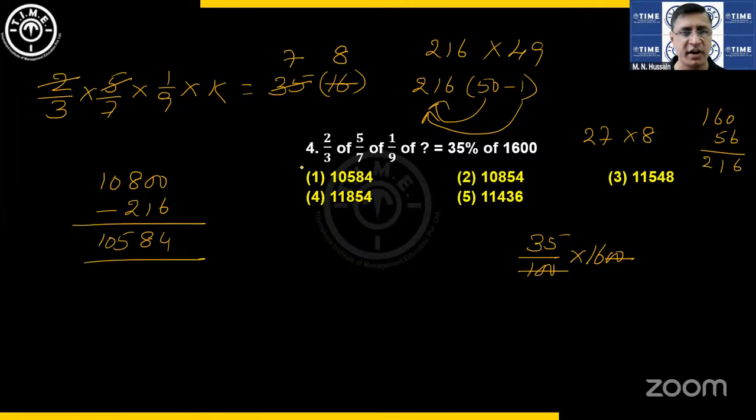What is the answer choice? Option 1. The first choice is the right answer. So 7 into 7, that is 49. Now 3 into 9 is 27, into 8. 27 into 8 is 216. So 216 into 49 is 10584. Answer choice 1.